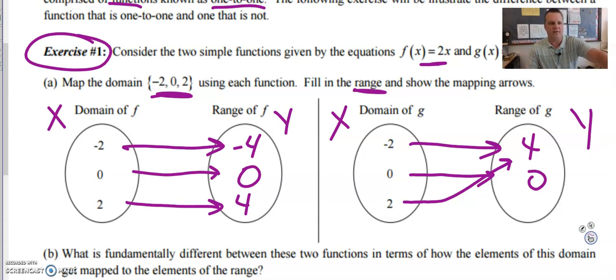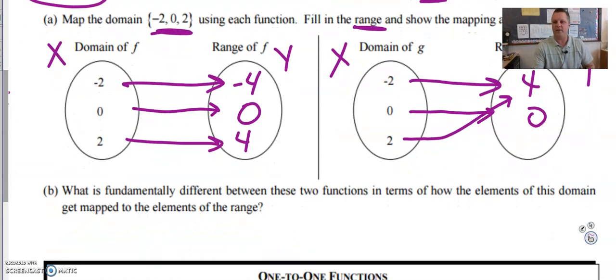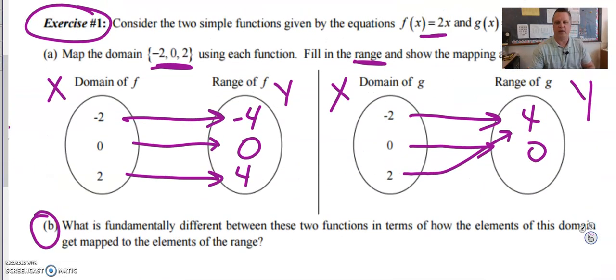So if I have a value that is doubled, meaning that I have two y values, then that is not one-to-one. So that is the fundamental difference between these two in part B, and how the elements of the domain get mapped to the elements of the range: for f of x, each value in the domain has one value in the range. Whereas for g of x, there are values in the domain which have the same range value. Okay, so negative 2 gives you 4, and 2 gives you 4.